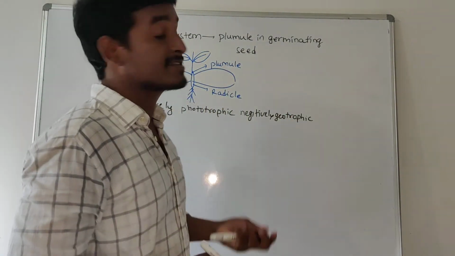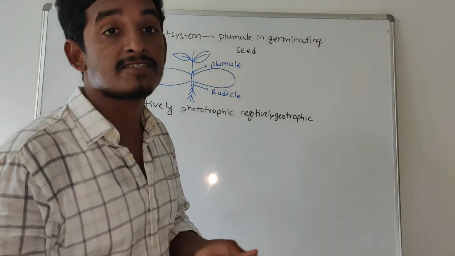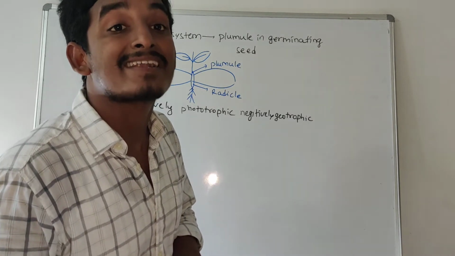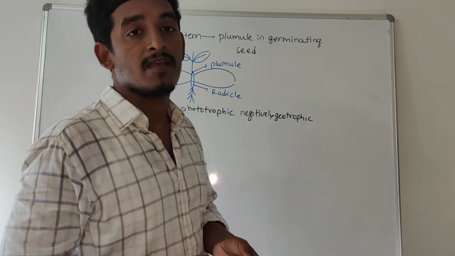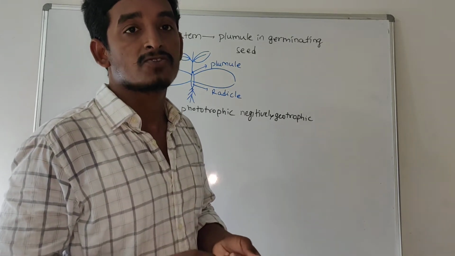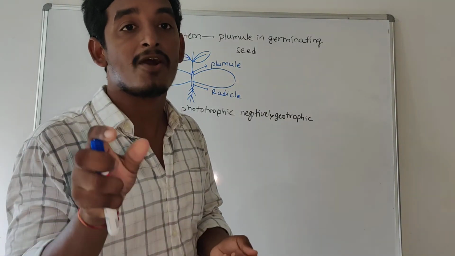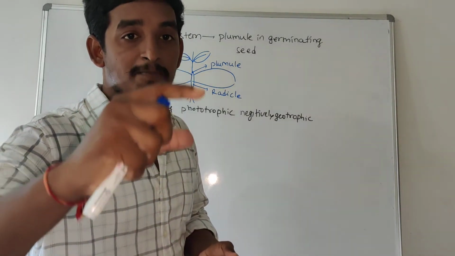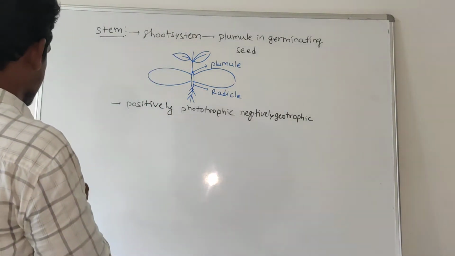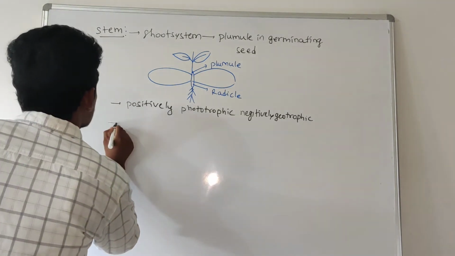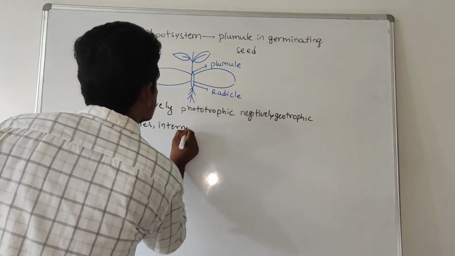What is the characteristic feature of a stem? The stem shows a characteristic feature: it contains nodes and internodes. What about nodes and internodes? Nodes are where the leaves originate, so that part is called a node. The space between two nodes we call an internode. So the characteristic feature of a stem is nodes and internodes.